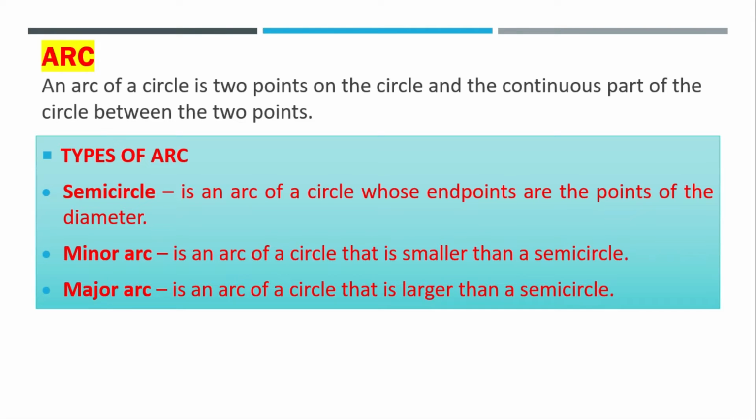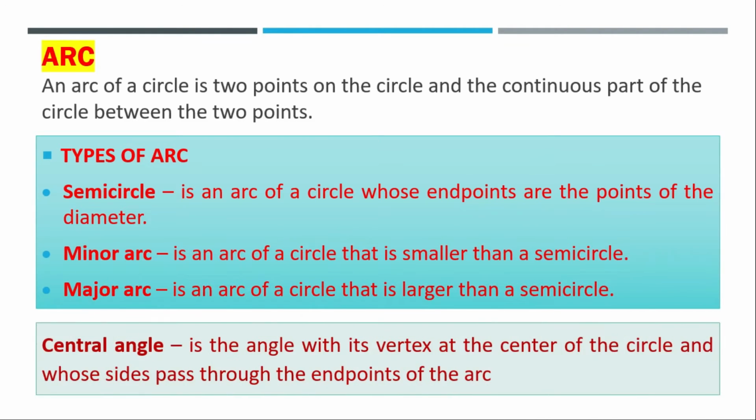Okay? Next one is the minor arc. It is an arc of a circle that is smaller than a semicircle. So, it is less than the semicircle. Mas maliit siya kaysa semicircle. And major arc, it is also an arc of a circle that is larger than a semicircle. So, mas malaki naman siya sa semicircle natin.